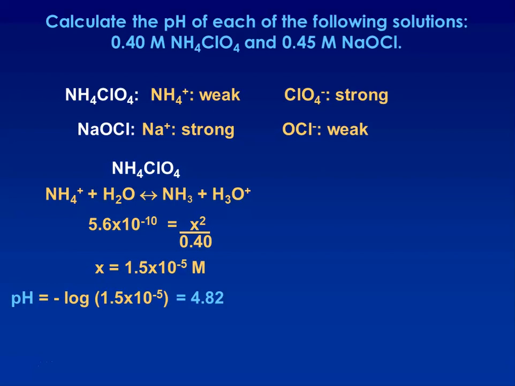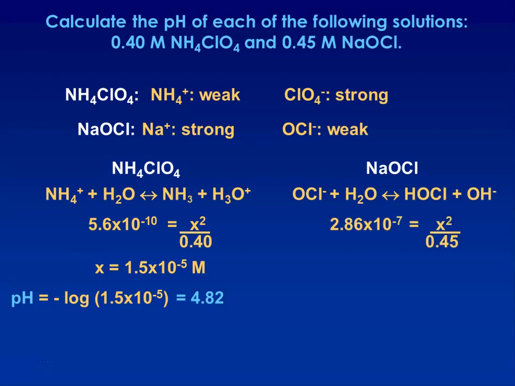If I look at NaOCl, and I focus on the OCl minus ion, we know that when that is added to water, it cannot donate protons. Again, this is going to be a basic salt. It has to accept a proton, and it's going to produce HOCl and hydroxide ions, which is how we calculate pOH. I can set up a similar K expression as I did with NH4ClO4, but this time I want to use the Kb value for OCl minus, 2.86 times 10 to the negative 7th.